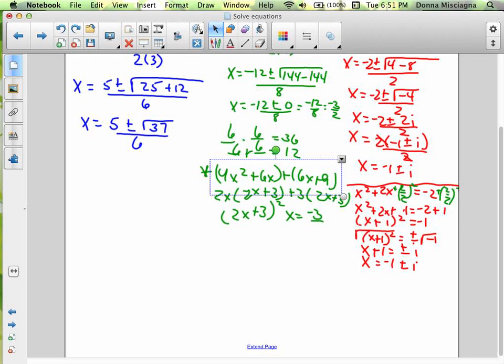This one was so much simpler to do completing the square. I didn't have to worry about having to keep simplifying my radical. And that's the end of these ones.